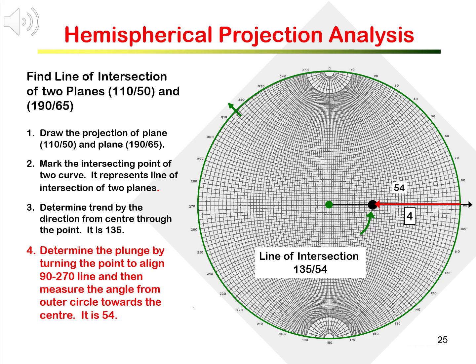From steps 3 and 4, we have determined the orientation of the line of intersection of the two planes. It is 135 and 54. You can write down the orientation beside the intersecting point on the drawing.